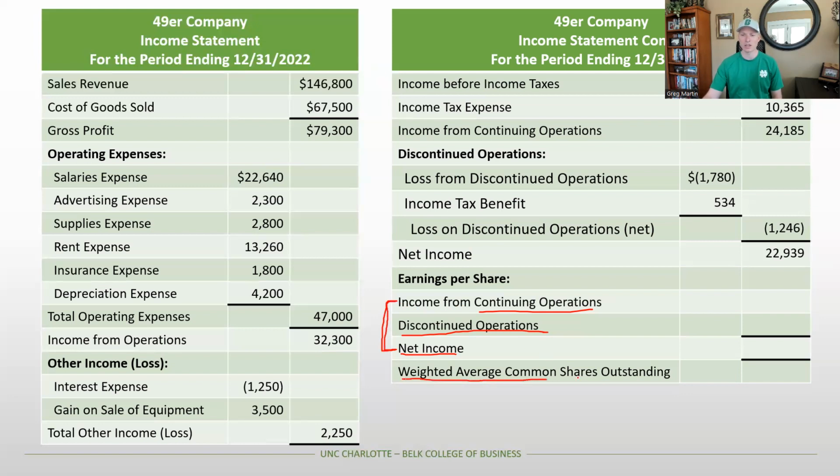And then we have to calculate, or we'll be given, our weighted average common shares outstanding. So that's the other piece that we need. So let's walk through that first. So our weighted average common shares outstanding is 7,800.